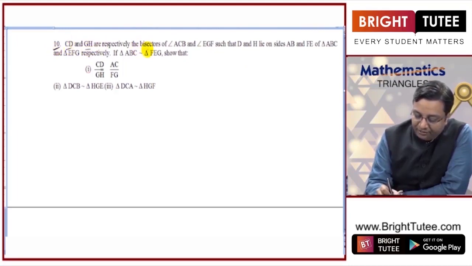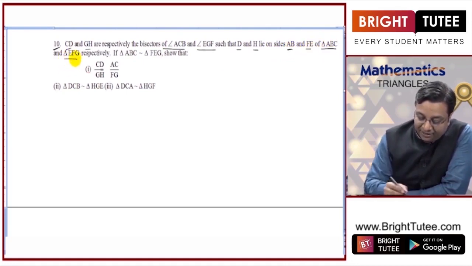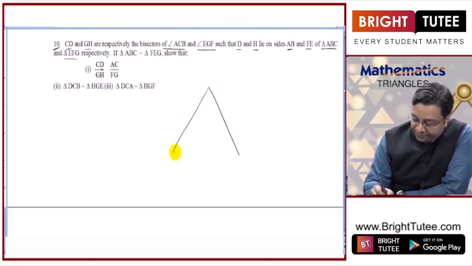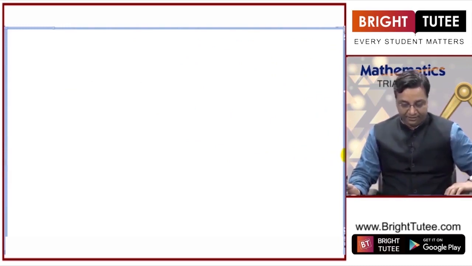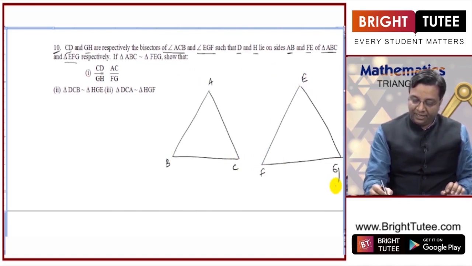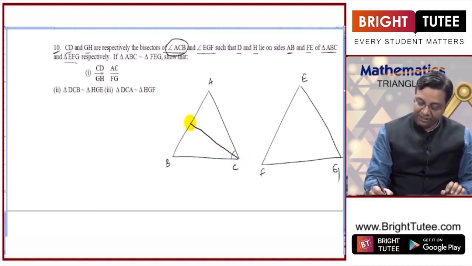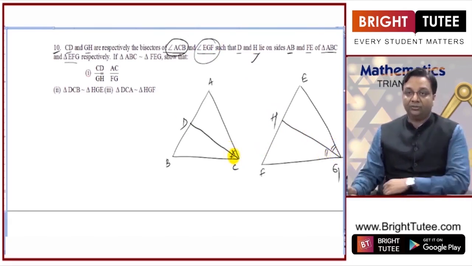If CD and GH are respectively the bisectors of angle ACB and angle EGF, such that D and H lie on sides AB and FE of triangle ABC and triangle EFG. So there is a triangle ABC and triangle EFG. Angle bisector of angle ACB, so we are talking about this angle here, and this is the angular bisector and it meets AB at D. Similarly, angular bisector of angle G meets EF at H. So this is the angular bisector here and these two angles are also equal.